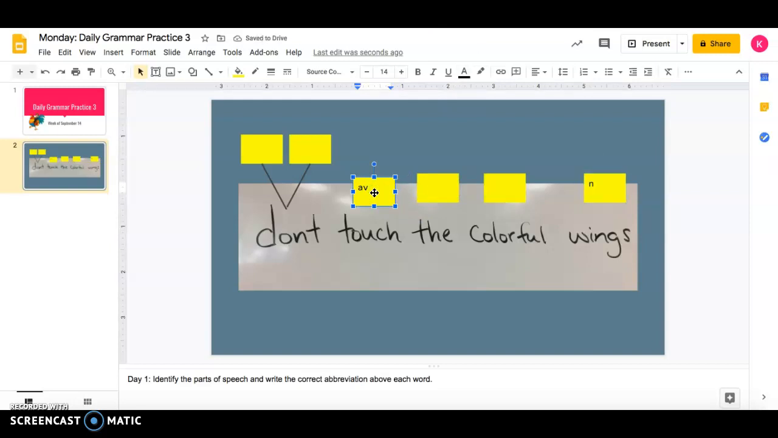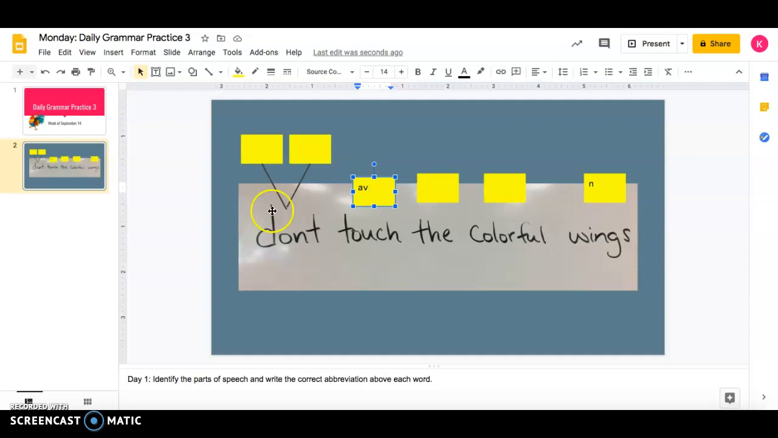Now, that is not the only verb in our sentence. This word don't right here is what is called a contraction. It is where we combine two words together to create one word, and usually that involves dropping some letters and adding an apostrophe. Now, we're not going to worry about the fact that the word don't is missing an apostrophe in this sentence. We'll deal with that on day 3.